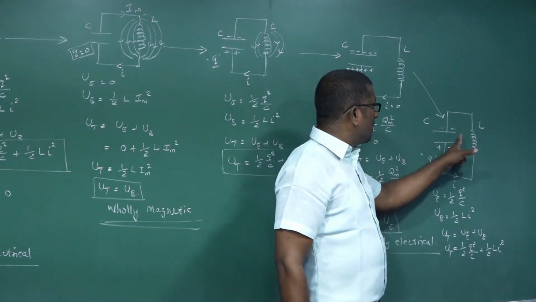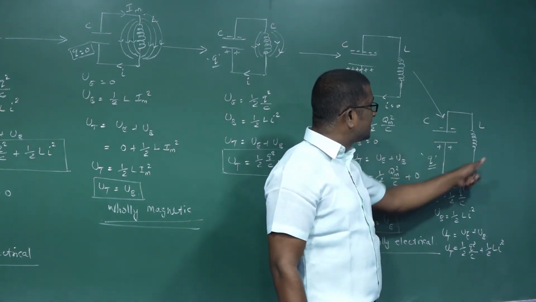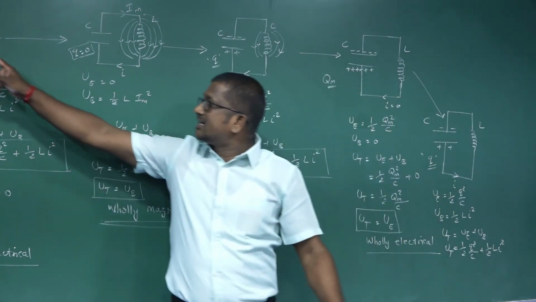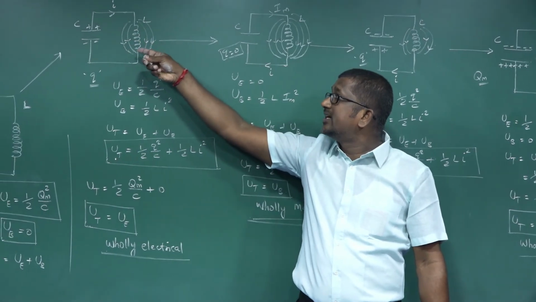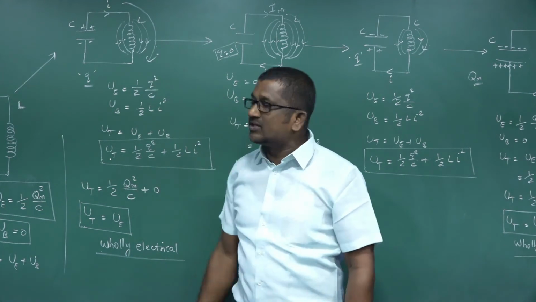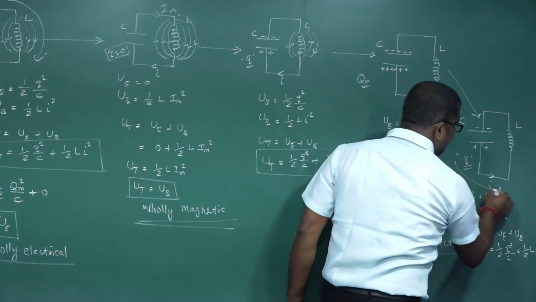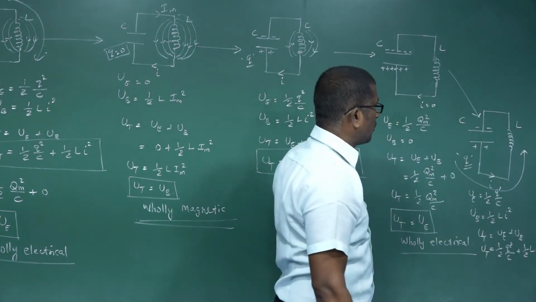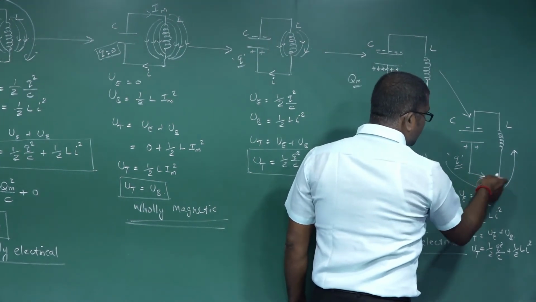Right? But in this diagram, or in this state, the capacitor sends an electric current in the anti-clockwise direction. But in the second state, the capacitor sends the current through the inductor in the clockwise direction. Here current is flowing along the clockwise direction. But in this sixth state, the capacitor sends an electric current in the anti-clockwise direction. Right? Okay.